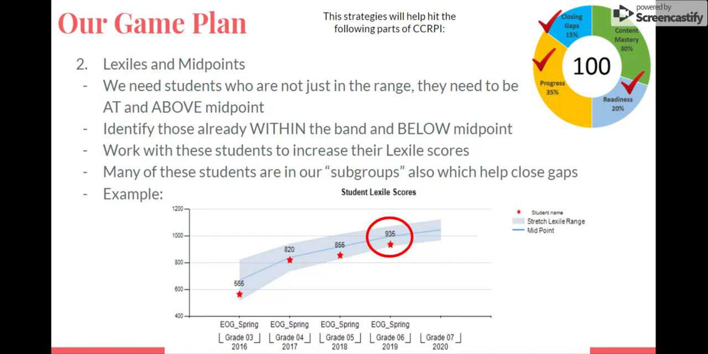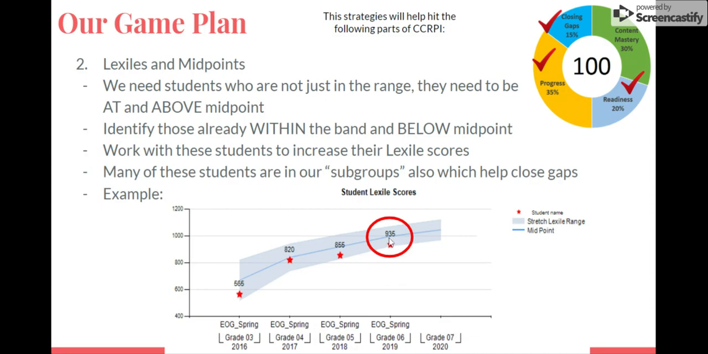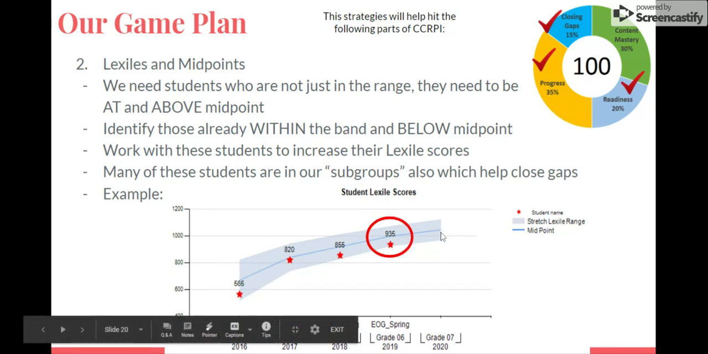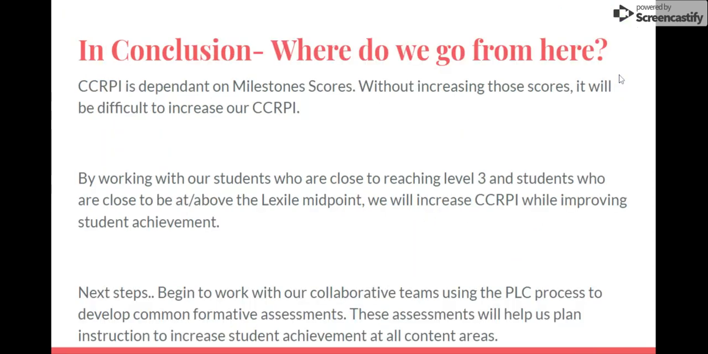Our second point is going to be working with Lexiles and midpoints. So we're going to work with students who are not just in the range, but they have to be at and above the midpoint. So for example, this student scored within this stretch Lexile range, but their score was below this midpoint, so we do not get points towards CCRPI for this student. So we're going to work with students like this who may have scored in the Lexile range, but they're below the midpoint. We're going to work with these students to get them to the midpoint and above. So again, many of these students are in our subgroups, which also helps with closing gaps. So this strategy helps with closing gaps, with progress, and with readiness.